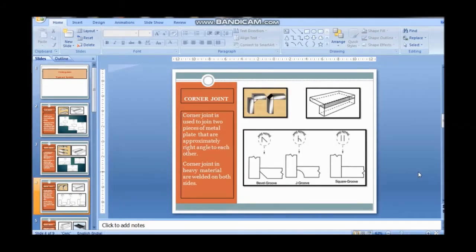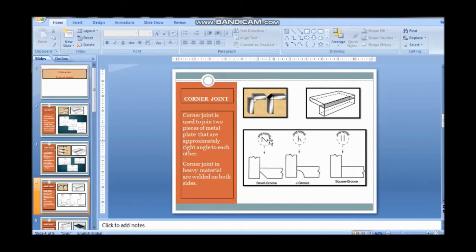Next is the corner joint. In the corner joint two plates are used which are at a right angle to each other. It means the inclination of these two plates is 90 degrees. See this diagram where you use the welding in the lower portion. We can use welding on both sides, on the upper side and lower side. When the material thickness is less, then we use only single welding, and when the material is heavier or of more thickness, we use welding on both sides.